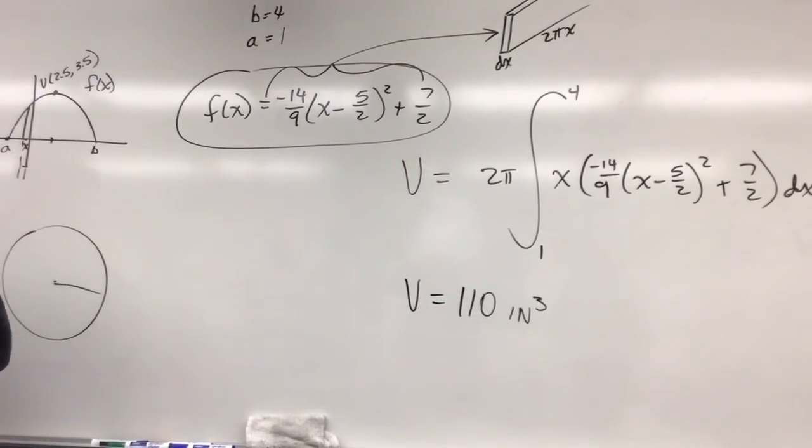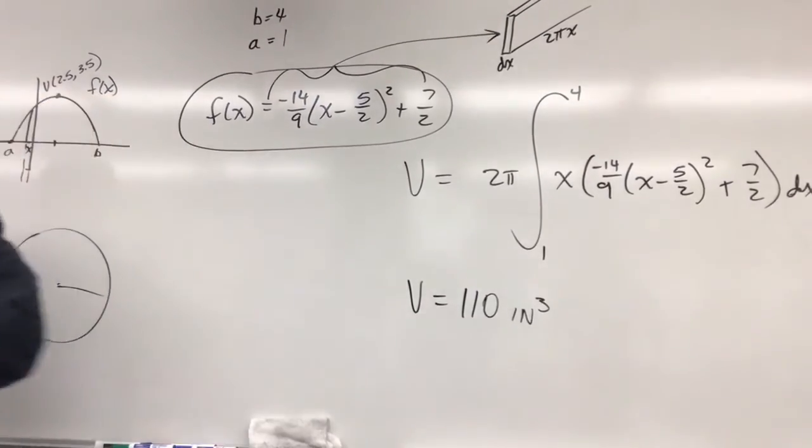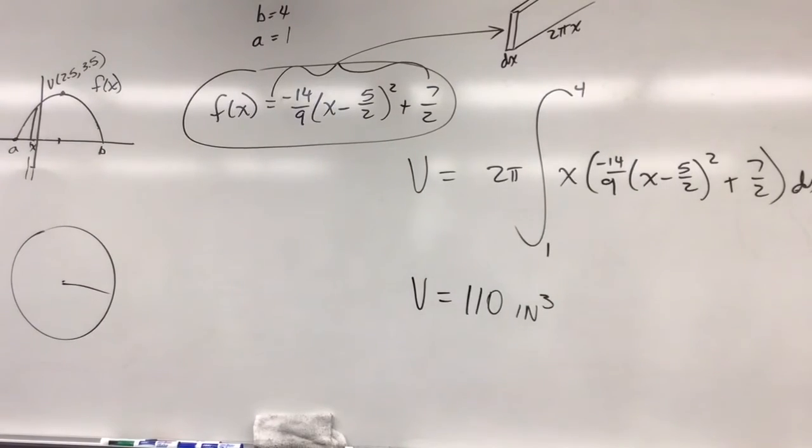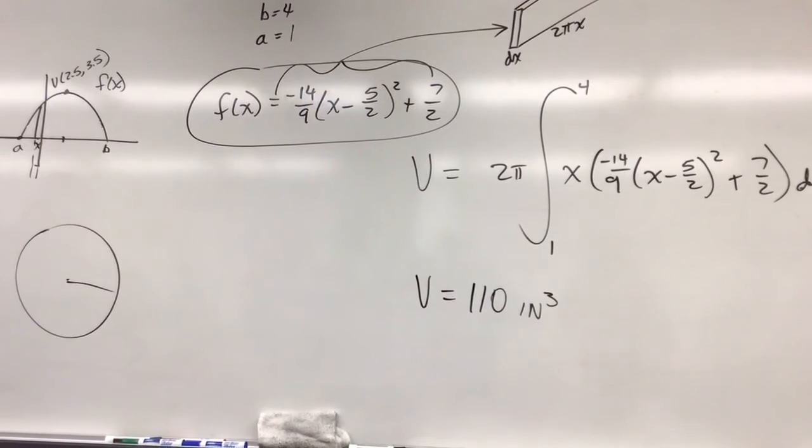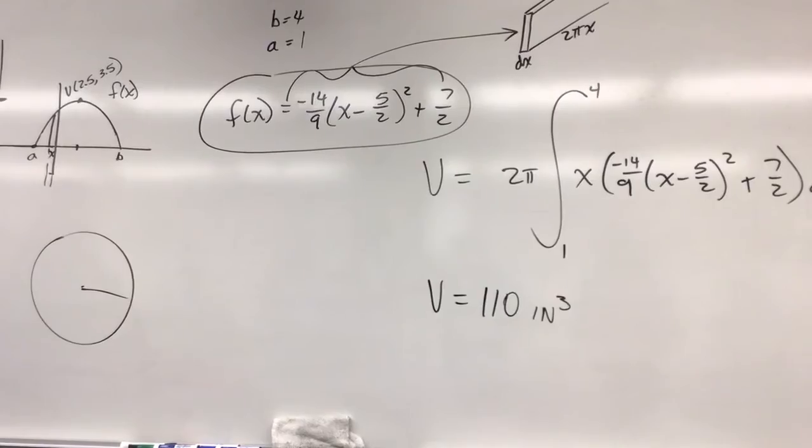A cubic inch is about the size of a child's block that's got letters on it. You know, about like that. 110 of those.